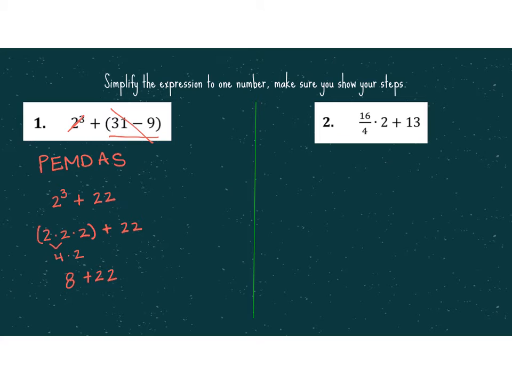For 8 plus 22, I don't have anything left in PEMDAS. I did my parentheses. I did my exponents. I don't have multiplication or division. So now I'm just going to add. 8 plus 22 is 30. So my final answer is 30. Okay, now we're going to do the same thing with the next one. I'm going to do PEMDAS on here too.